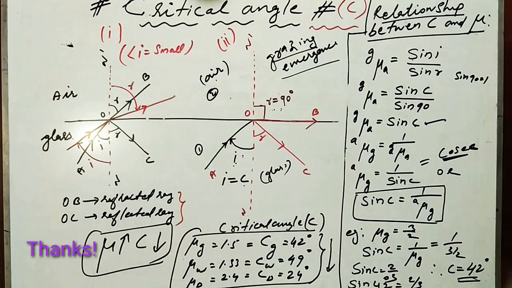So this is the relation between the critical angle and the refractive index of a pair of media. Sine C, the sine of the critical angle, is equal to 1 by the refractive index of glass with respect to air, or 1 by the refractive index of the denser medium. So if you know the refractive index of a denser medium, we can easily calculate the critical angle for that particular pair of media. Is it clear?